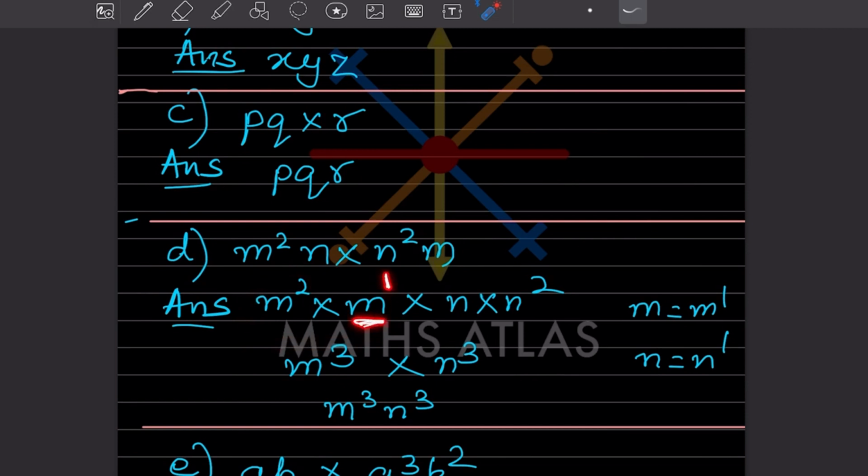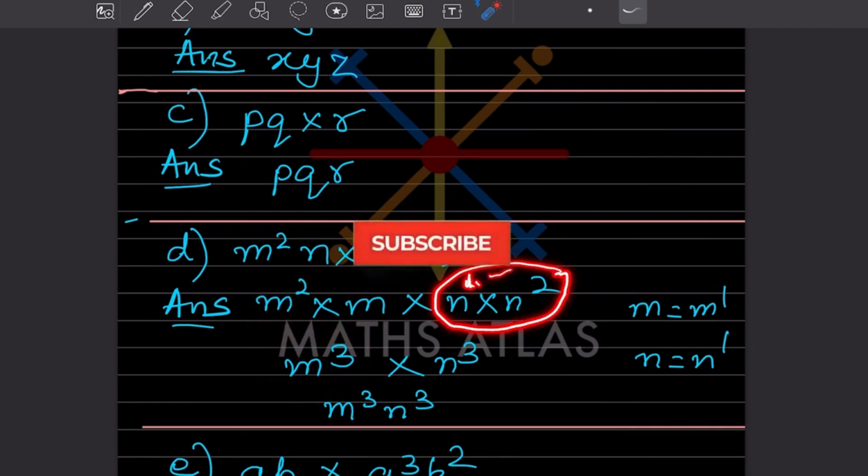So when we have multiplication and the variables, that means the base is the same. So what we do, we add that one. So 2 plus 1 becomes 3. So it will be n cube. Hope you got it. Now we will see for the n. Again for this one, n means here there is 1 and 1 plus 2 becomes 3.